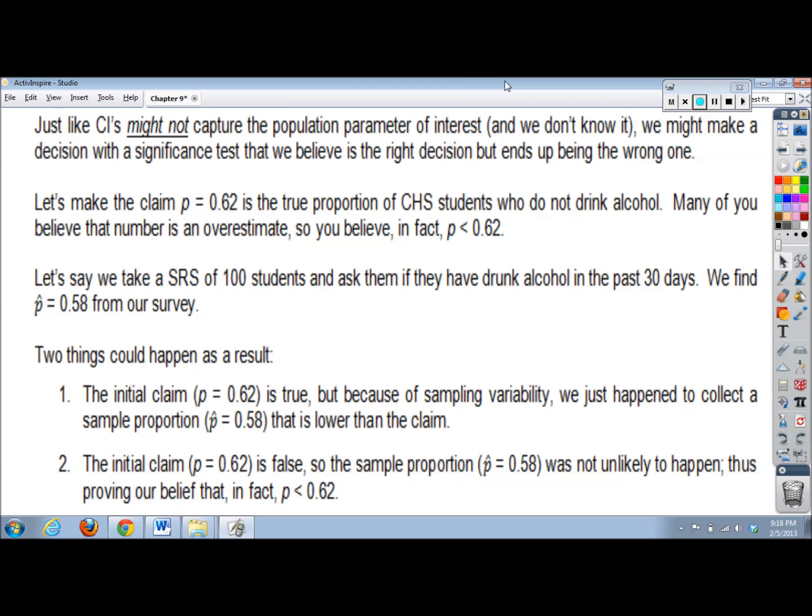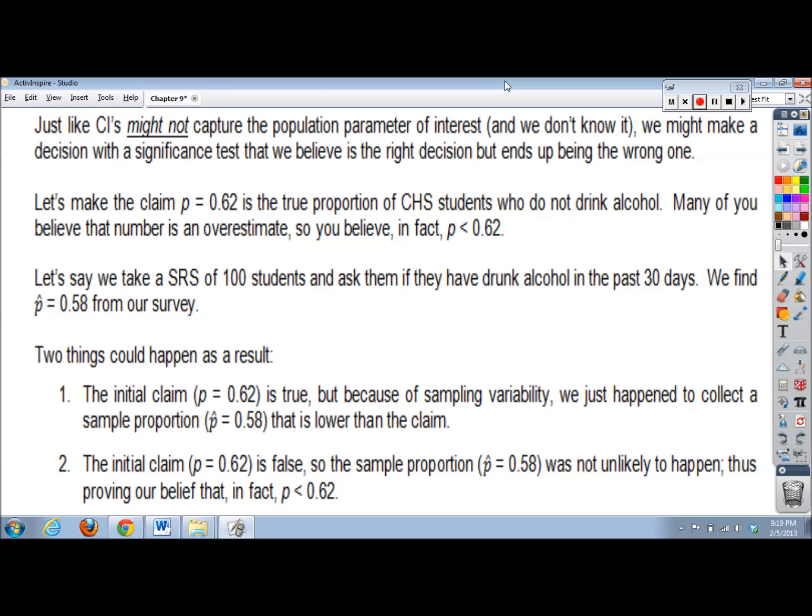Now, just like confidence intervals might not capture the population parameter of interest, and we don't know it, remember we said if we did a 95% confidence interval, and we did many of them, approximately 95% would do a good job at capturing the population parameter, and 5% wouldn't capture it. And unless we know what the population parameter is, we don't know if we've got a good confidence interval or not. We just have to hope that we do.